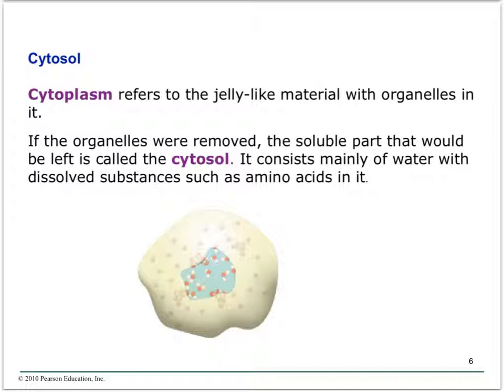So the first thing we're going to talk about is cytosol. Cytoplasm is pretty much the term that we use most of the time to talk about the jelly-like material. It's like Jell-O. And that's what's inside of the eukaryotic cell. And the organelles are included in the cytoplasm. Now, if we took away all of the organelles, you'd be left with a fluid type of material called cytosol. It has amino acids and other chemicals dissolved in it.